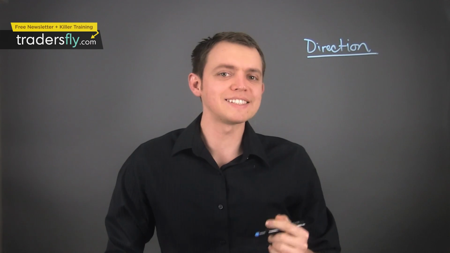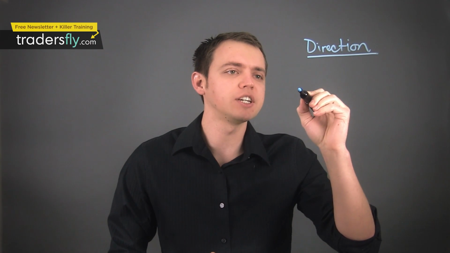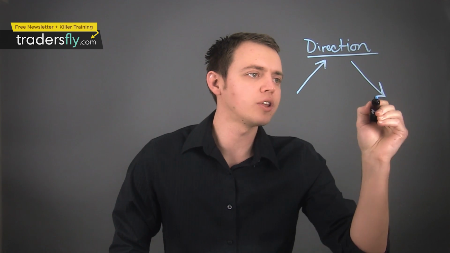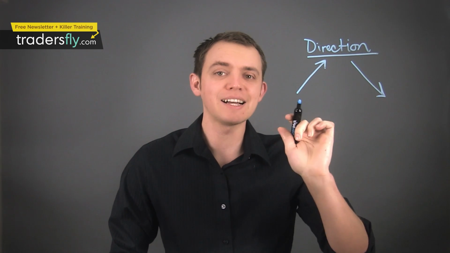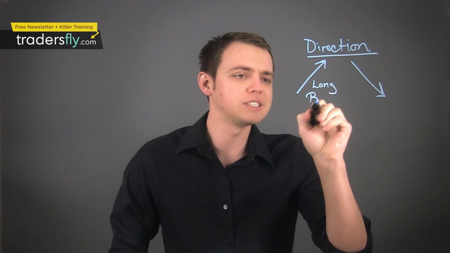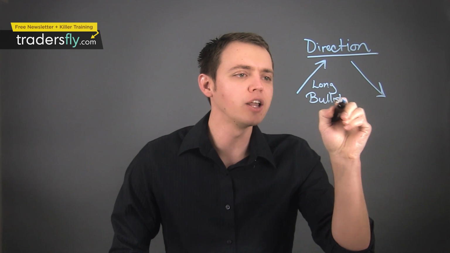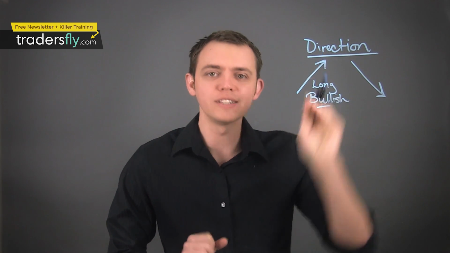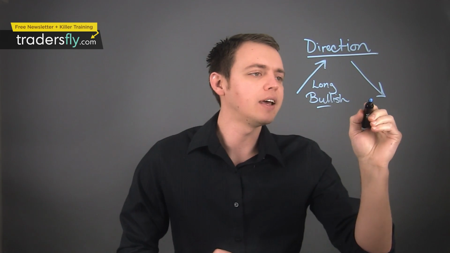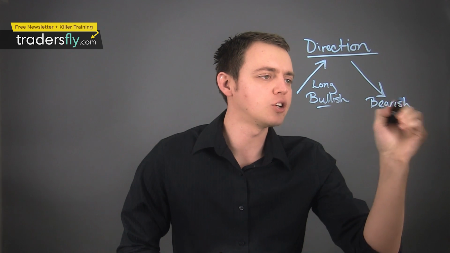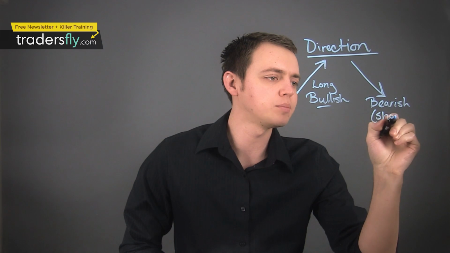When you're trading based on direction, there's two directions that you can trade. You can trade stocks to the upside or you can trade them to the downside. Now, if you trade stocks to the upside, you're looking for a long or a bullish position. The reason they call it bullish is because bulls attack to the upside, or a long is you're going to the upside. And if you're trading to the downside, it's a bearish position or typically a short position.